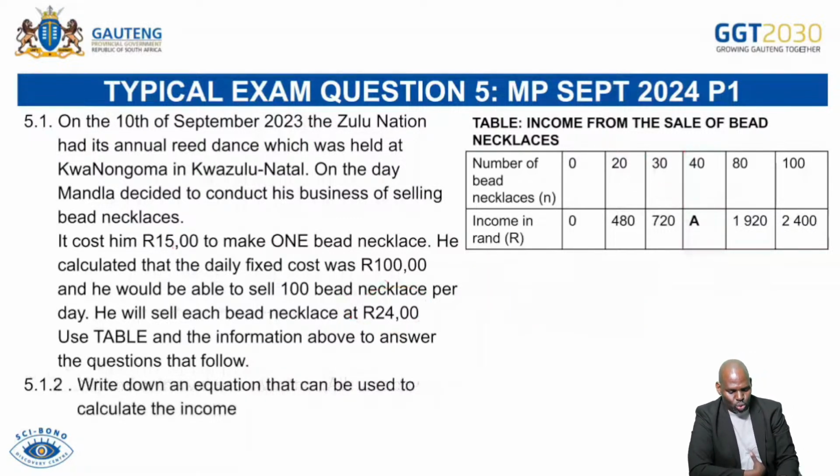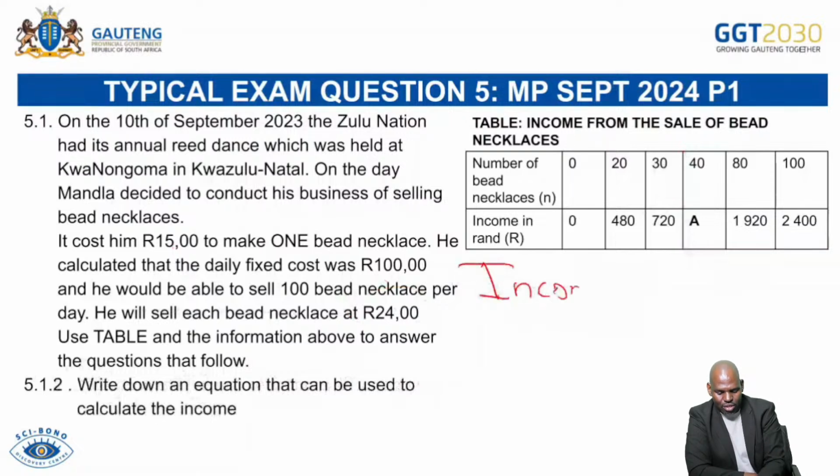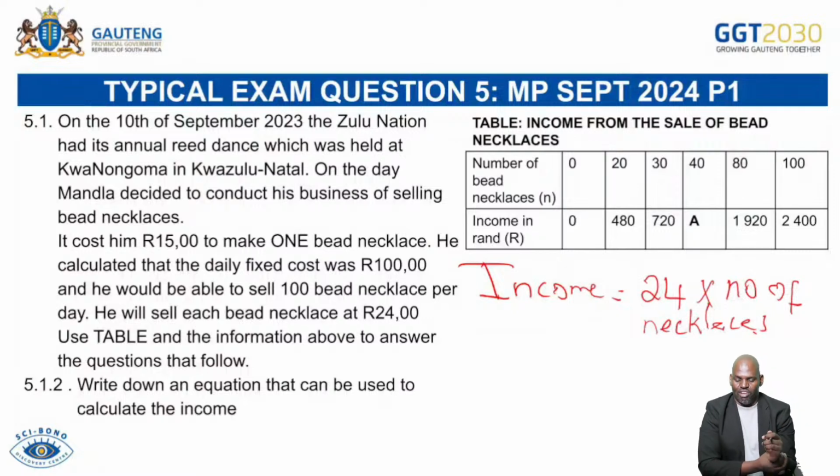Okay, then 5.1.2, write down an equation that can be used to calculate the income. We have already calculated the income. So the method that we use to calculate an income, it's 24 rand. So we just say 24 multiplied by the number of necklaces. Okay. Income equals 24 rand multiplied by the number of necklaces, or number of bead necklaces.